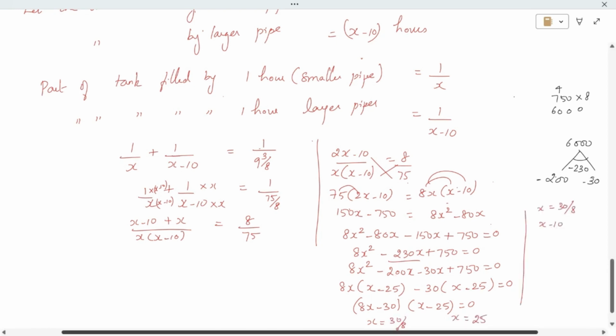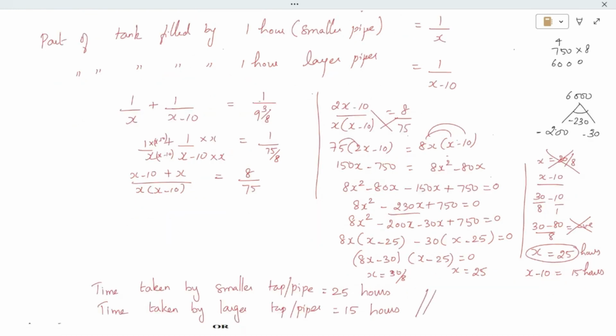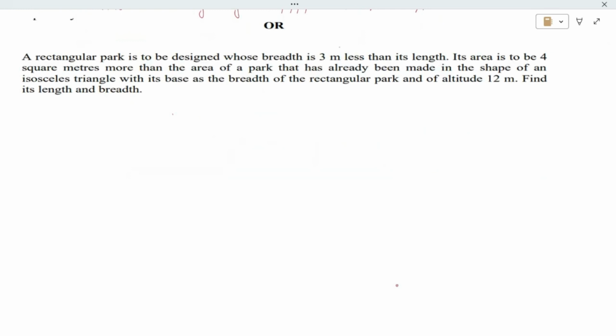So if I take x equal to 30 by 8, x minus 10 is the time taken by the larger pipe to fill the tank. So it will be 30 by 8 minus 10. So take LCM. So you will get (30 minus 80) by 8, which will result in negative, but the time cannot be negative, isn't it? So x equal to 30 by 8 is not possible. So x is equal to 25. So the time taken by the smaller pipe to fill the tank is 25 hours, and the time taken by the larger pipe to fill the tank, that is x minus 10, that is 15 hours. So conclude the same. Let's move on to the second part of the internal choice.